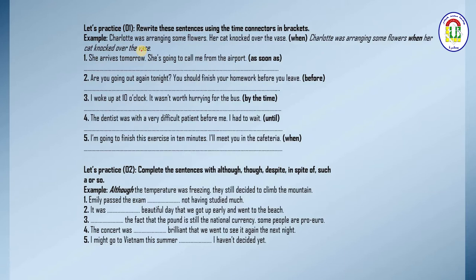She arrives tomorrow. This is a program that she arrives tomorrow. She's going to call me from the airport. Okay? Her plane is for tomorrow. That's why we say she arrives tomorrow. We can't say she will arrive, but we say she arrives tomorrow. She is going to call me from the airport.